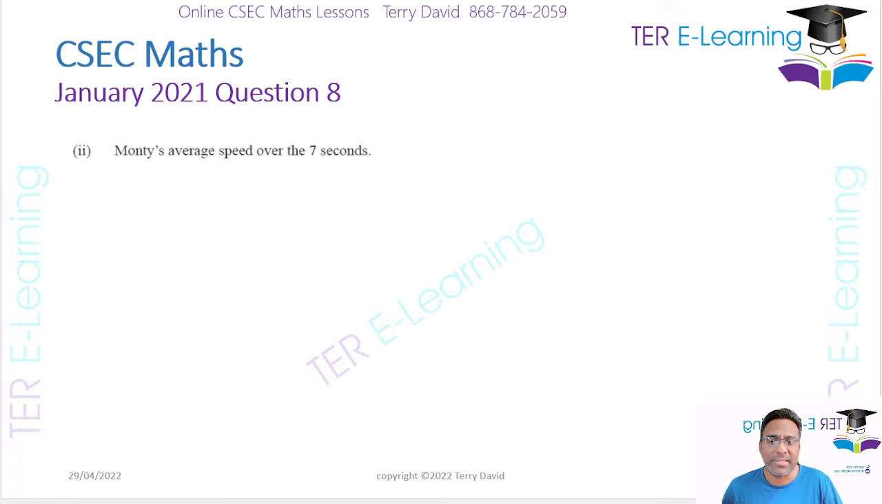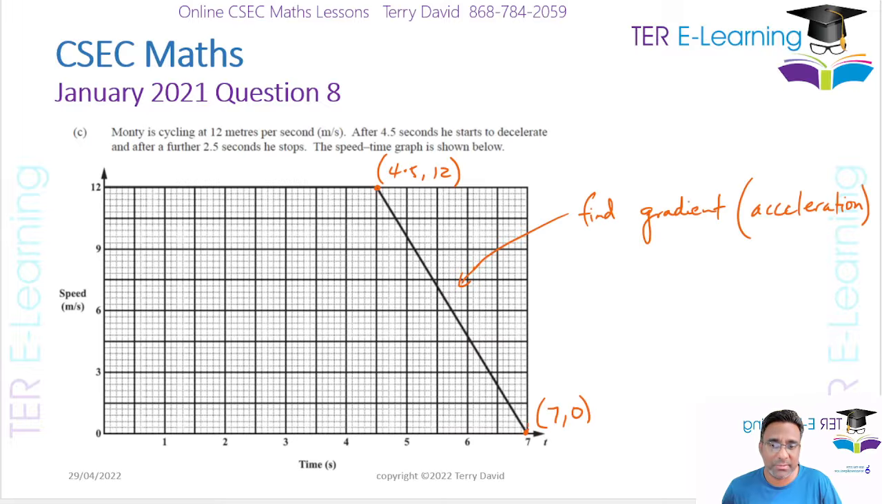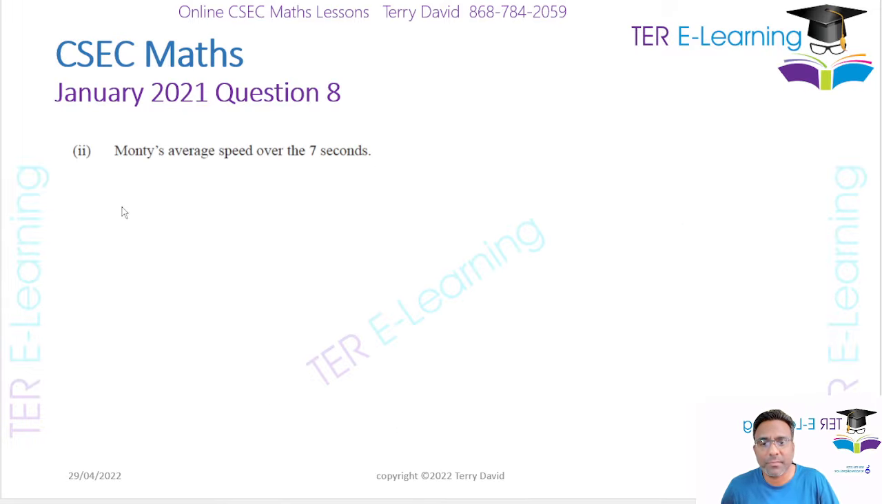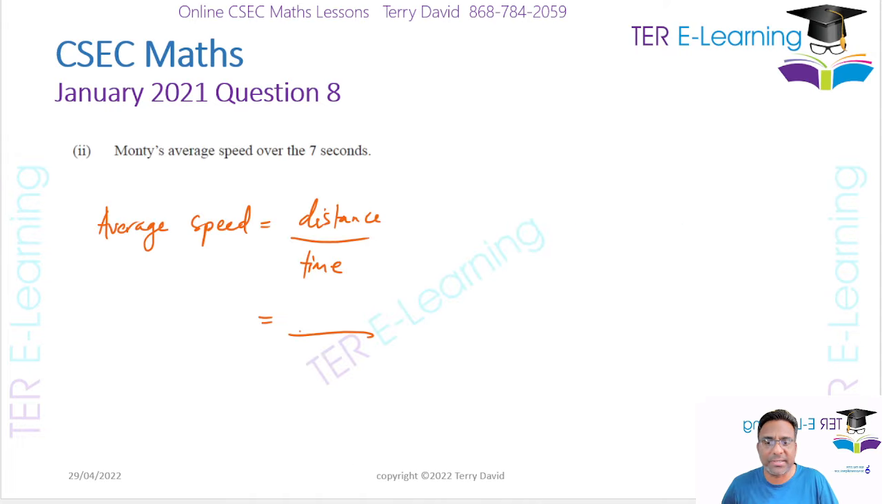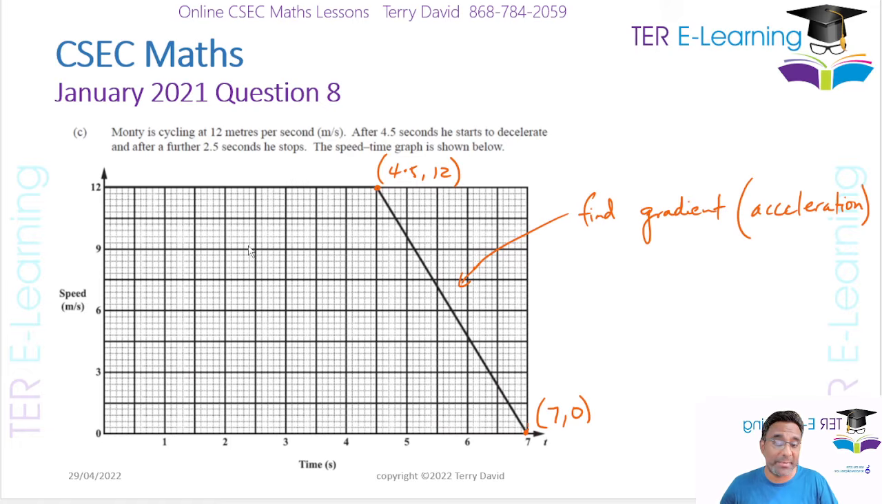The next part, they want Monty's average speed over 7 seconds. So average speed is equal to total distance over time. In that 7 seconds, we know the time frame is 7 seconds, so the bottom of this formula has to be 7, but we need to know the distance. That's what we need to know. Now, to find the distance traveled from a speed time graph, we need to find the area under this whole graph here. We need to find the area.